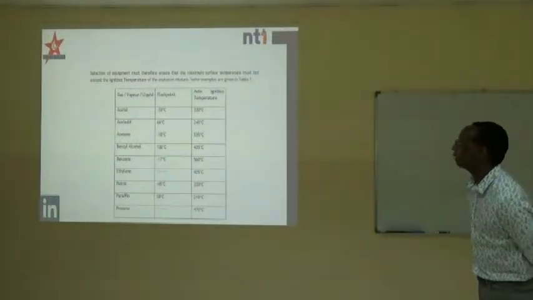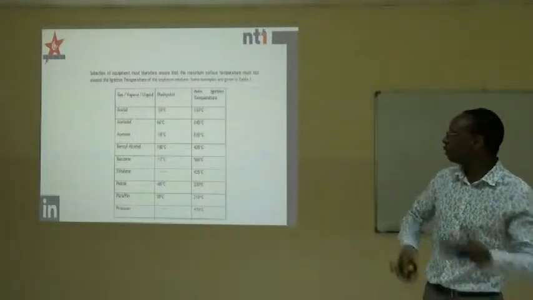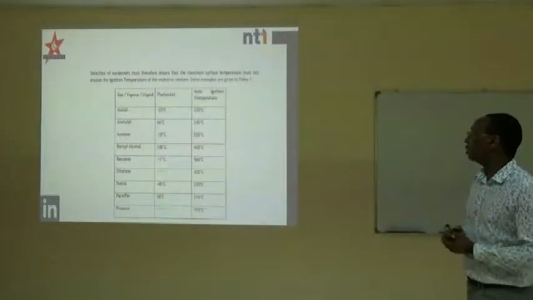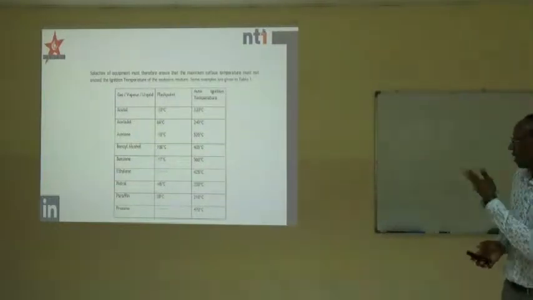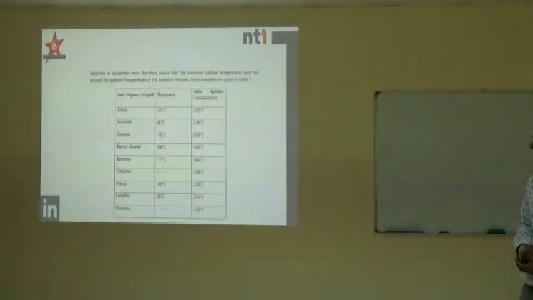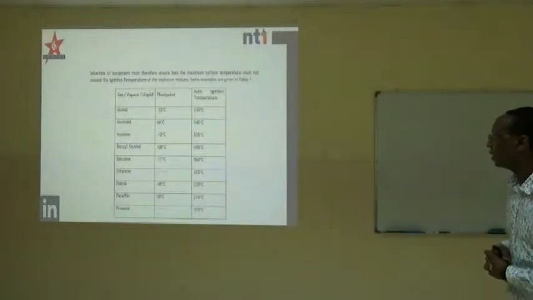We've got acetal 66 degrees Celsius, that's the flash point, that's when it starts giving off those fumes. 245 degrees Celsius, automatic ignition temperature. And so on up to benzene, minus 17 degrees Celsius. But the automatic ignition temperature is very high, 560 degrees Celsius.